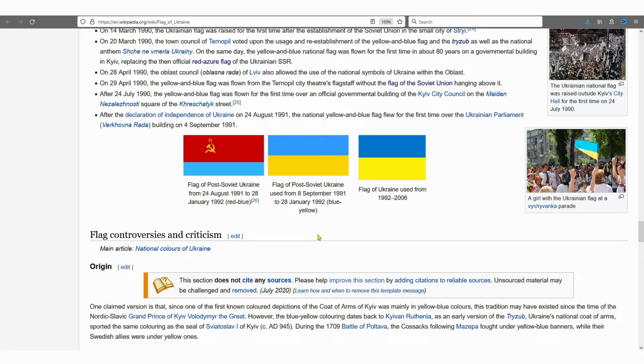Now the specifications of the flag: it's got a 2-to-3 ratio. This one is 2-to-3, the one used between 1992 and 2006. Now you can see pretty clearly here that this one is wider, it has a 1-to-2 ratio. And this is because the flags used by the Soviet Union were all 1-to-2 ratios. And so when Ukraine became independent, they stuck with the 1-to-2 ratio for a while before changing it to 2-to-3. And of course, the blue and yellow take up an equal amount of area of the flag. So the flag is divided equally into blue and yellow.